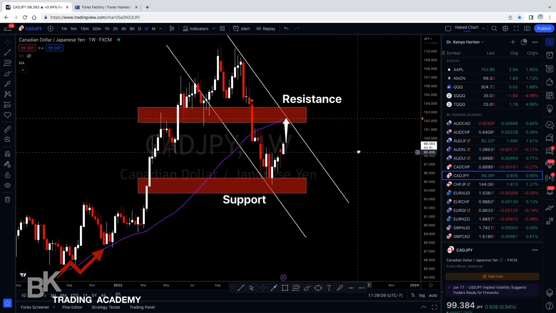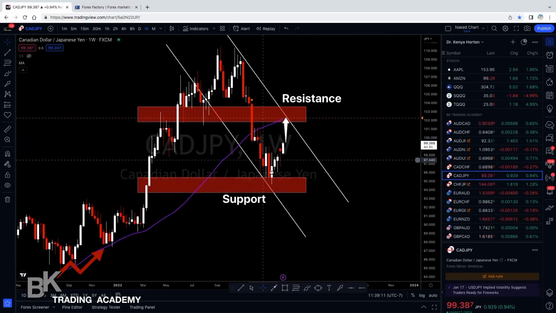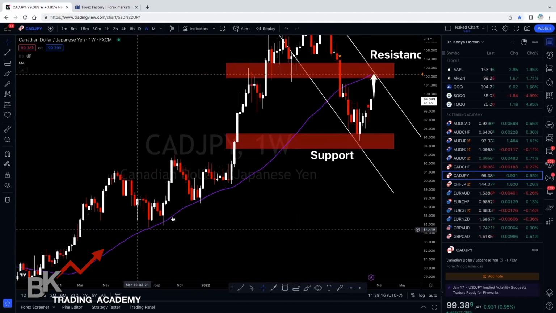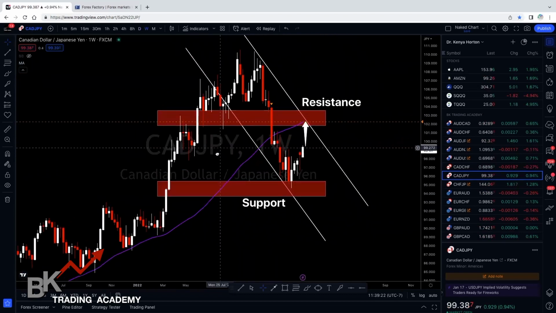So the way that I use this is that if price is trading below the 50-period moving average, this is a confluence for me to sell. If it is trading above the 50-period moving average, this is a confluence for me to buy. And I align this with other criteria that I'm looking at.